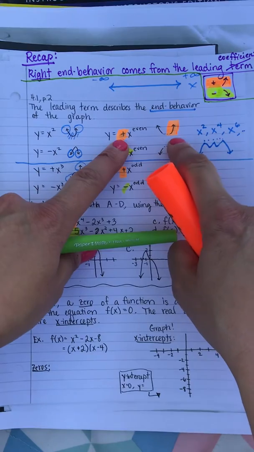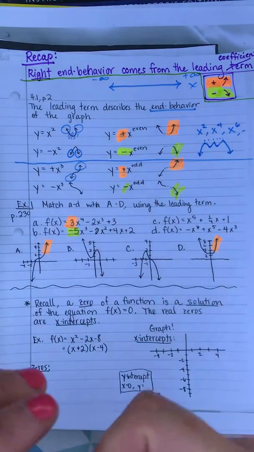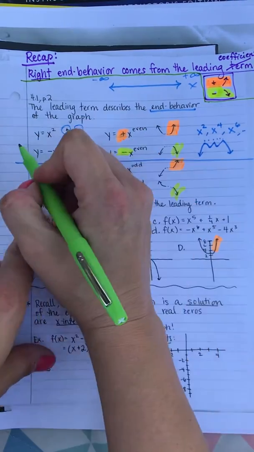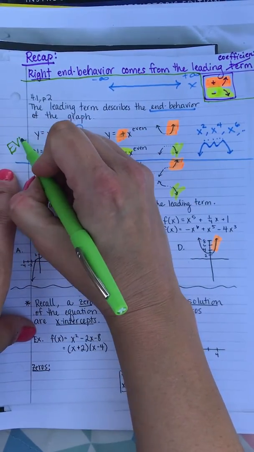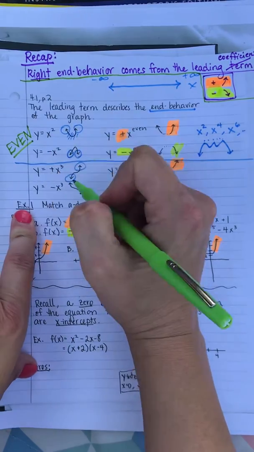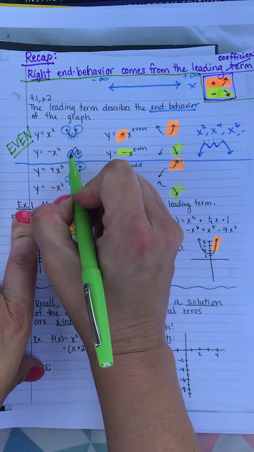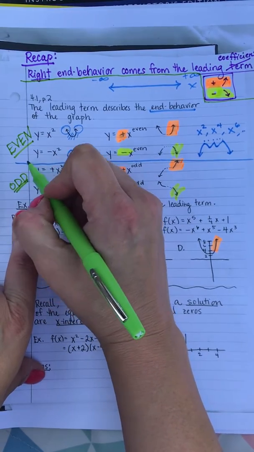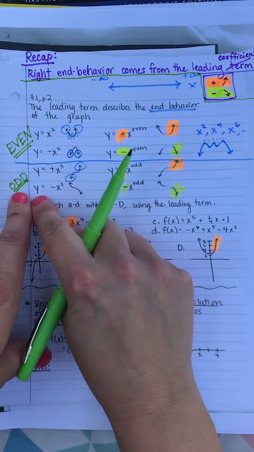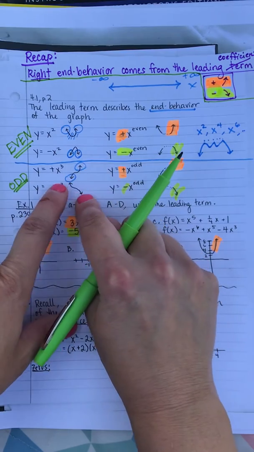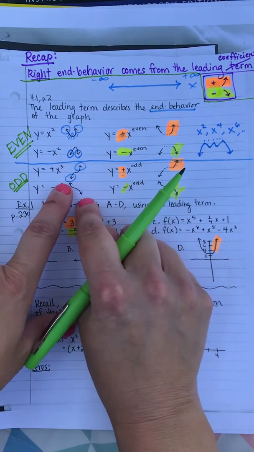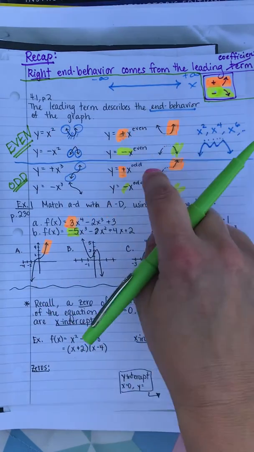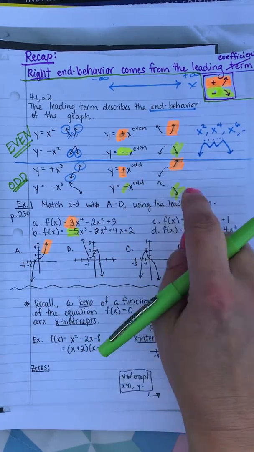So now what happens to the left side? Well, the left side, if you remember, was dependent on whether it was an even or an odd. Even, both sides do the same thing. Both sides do the same thing. An odd, did I say coefficient? I meant exponent. An odd exponent, both sides do opposite, right? One goes up, one goes down. So if it's an even exponent, they do the same. Odd exponent, they do opposite.